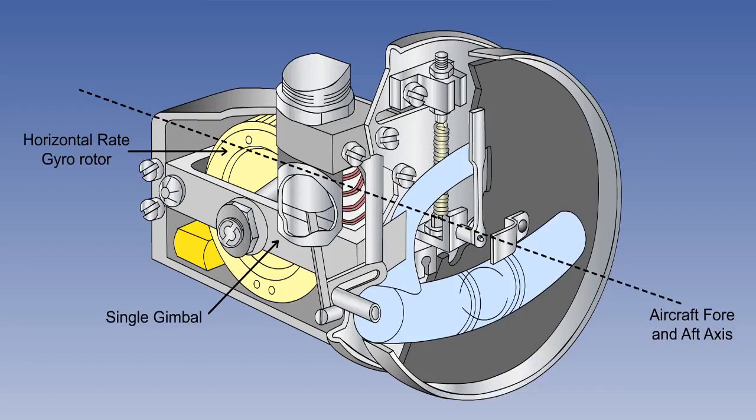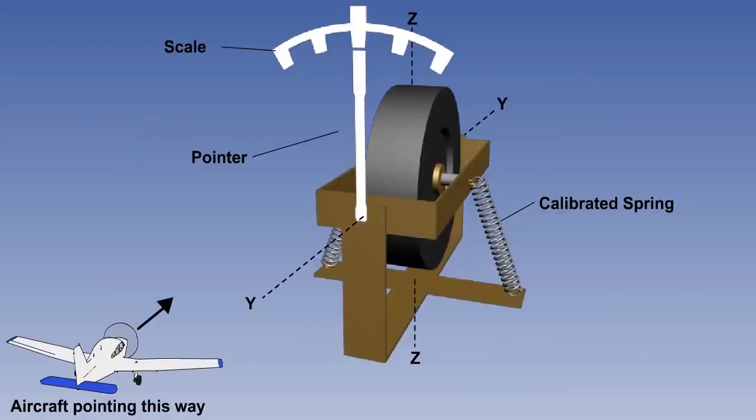The turn indicator uses a rate gyro aligned to the aircraft's horizontal axis. The rate gyro has only one gimbal, and is therefore classed as having only 1 degree of freedom. The way it works is that if the aircraft banks without turning, the gyro axis has the freedom to remain horizontal in its gimbal. However, if the aircraft turns or yaws, in this case to the left, the frame which is attached to the aircraft turns with it.